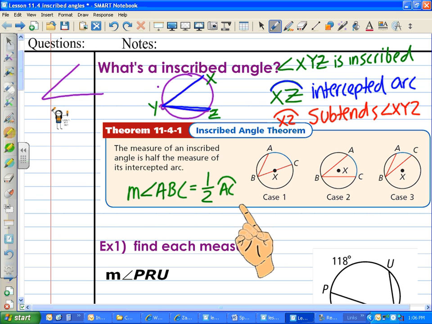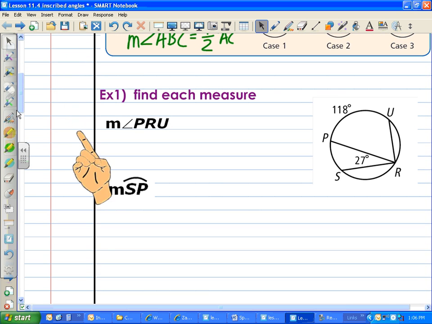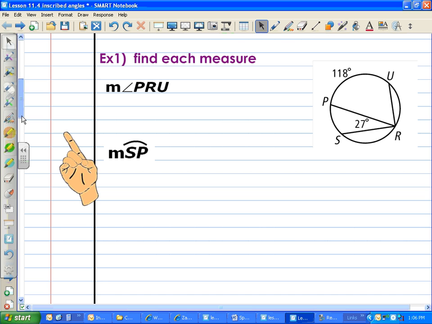So you don't really need a formula, but you just need to know that whatever measure this arc is, the angle is half of it. So again, if this is 100, this is 50. If this is 60, this is 30. That's all it's saying, okay? That's super important. You've got to remember that. We're going to need that for the rest of the chapter.